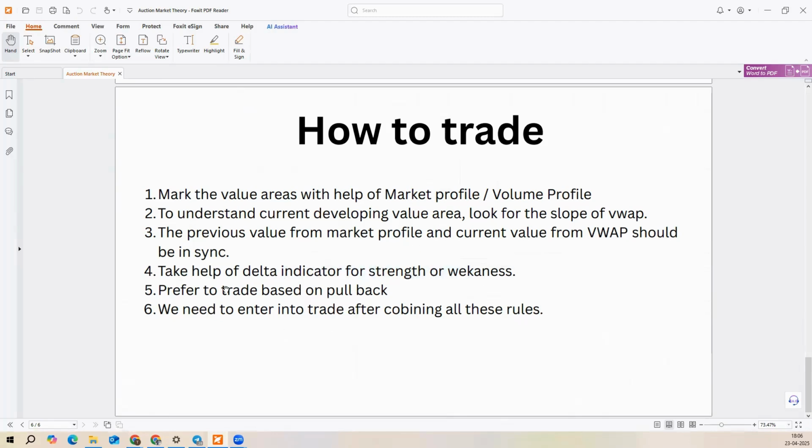And guys, the most important thing is to trade based on pullback. This is very important. If you wait for a pullback, your stop losses will be very, very small and you will get good trades. Because if the pullback is failing, then you are not entering into that trade. So it gives you an opportunity to correct yourself.